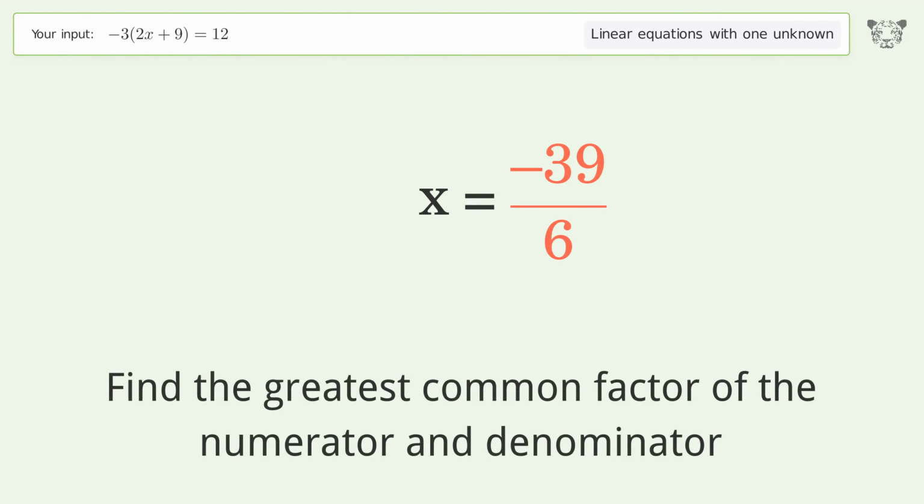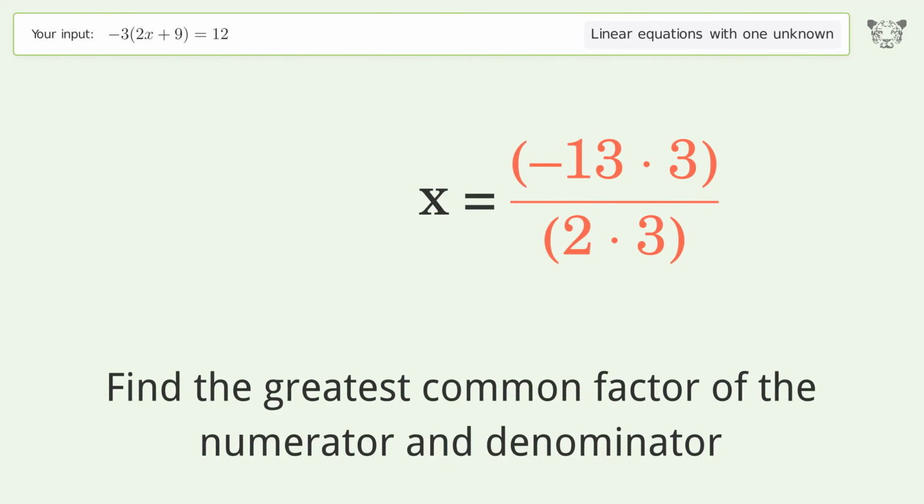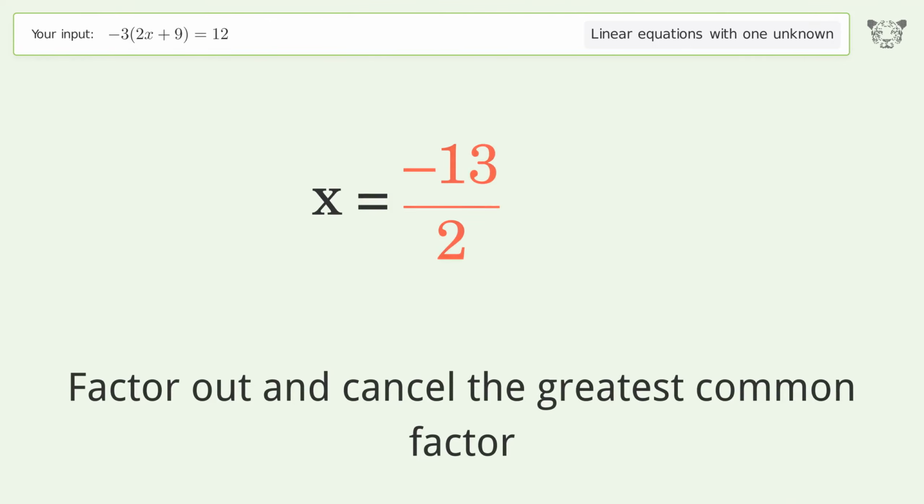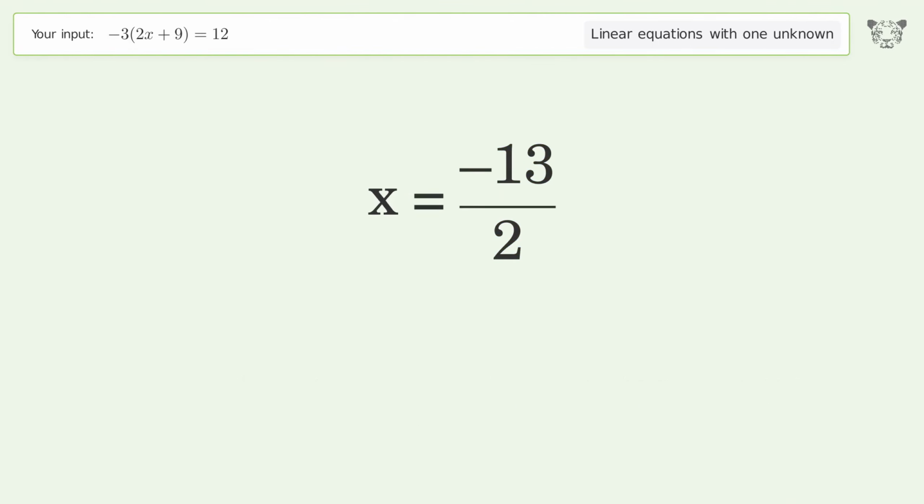Find the greatest common factor of the numerator and denominator. Factor out and cancel the greatest common factor. And so the final result is x equals -13/2.